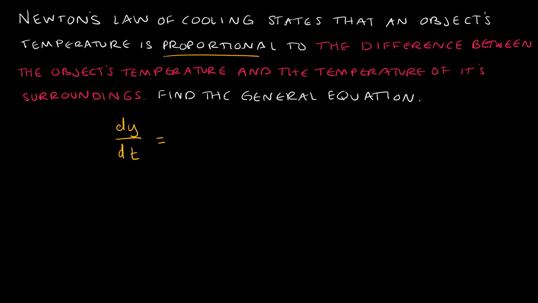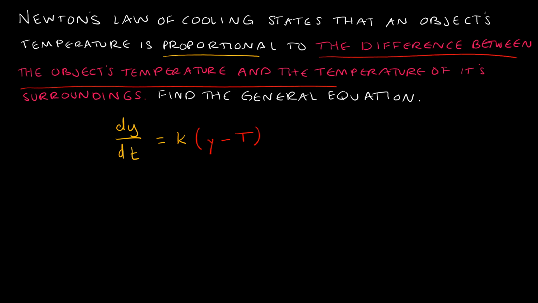Again, it's proportional to, so just as we did before, we're looking at dy over dt, and it's proportional to the difference, so we got the k here, which is our proportionality constant, the difference between the object's temperature, which we're going to call y, and the temperature of its surroundings, we'll just call that capital T. So all of this, written in red, is rewritten as y minus T.